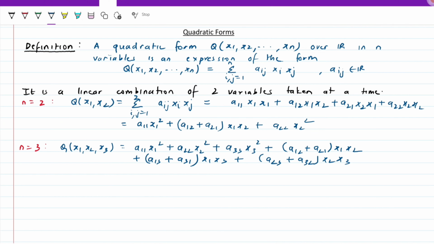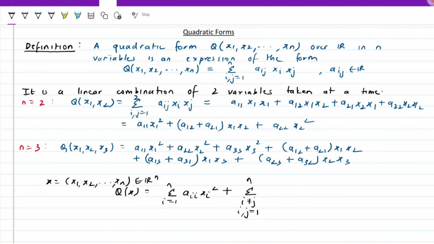In general, suppose x equal to (x1, x2, ..., xn) is a vector in Rn. Then the quadratic form of x is going to be the summation i from 1 to n of aii xi square, plus the summation over i not equal to j, i, j from 1 to n, of (aij plus aji) into xi xj. This is the general quadratic form for a variable in Rn.